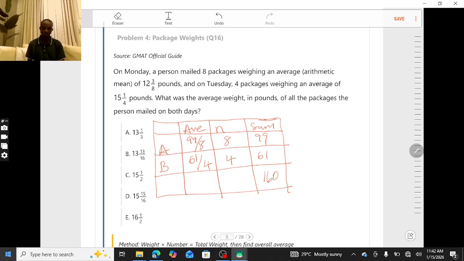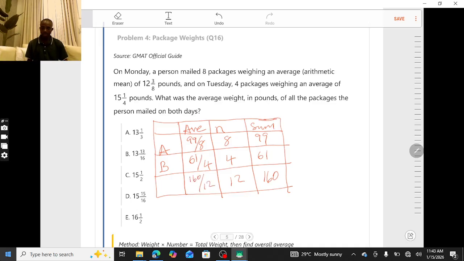8 plus 4. Do you agree with me that it's 12? Yeah. Then we want to find the average. We want to find the combined average. You see, in the last question, we have the final average, and we're using it to find another part of the table. But now we are looking for the final average here. So this place will be 160 over 12.